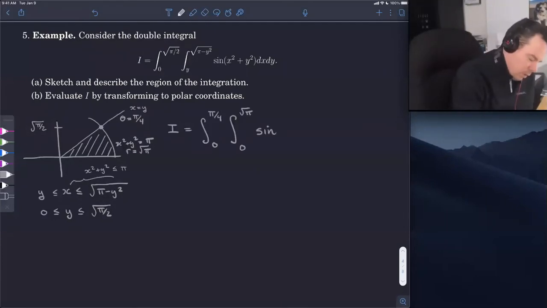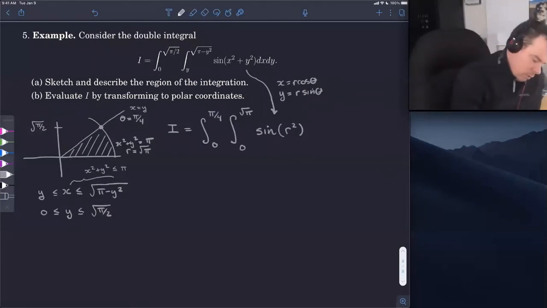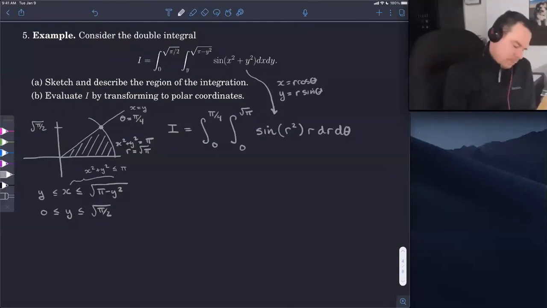What's our function? Sine of x squared plus y squared, and x squared plus y squared is equal to r squared. So that's sine of r squared. Right. For this, replacing our function, we just take the x and replace it with r cos theta, and we take the y and replace it with r sine theta. And in this case, x squared plus y squared becomes r squared. So that's the first observation. The dx dy becomes an r dr d theta.